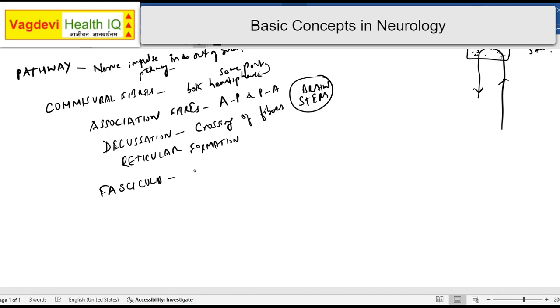So fasciculus is what? It's a thick bundle which connects different parts of the brain, and it gives support to the brain. Okay, it gives support to the brain. Anyone can name any fasciculus or peduncle, anything? If you can name, I'll be very happy if you tell me. Yeah, anything else?